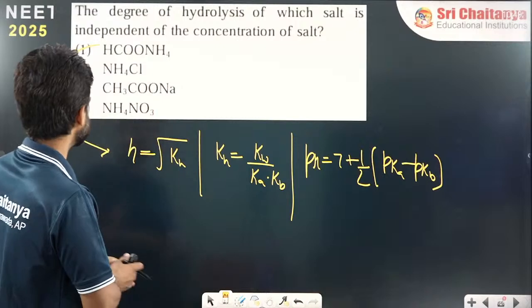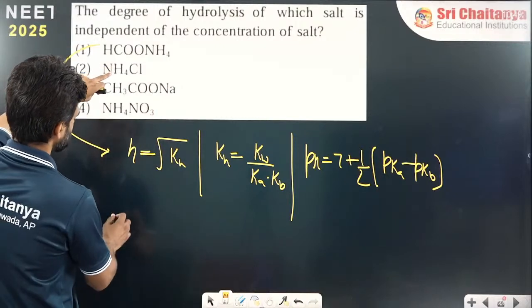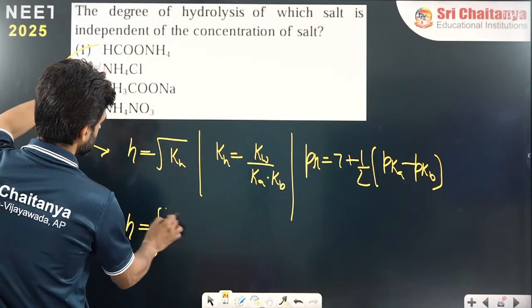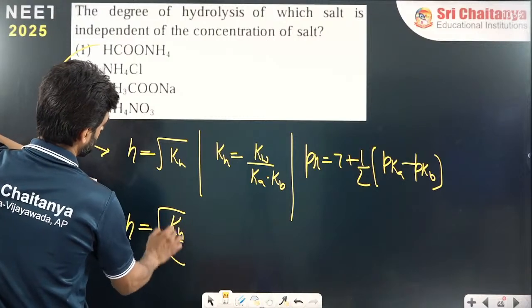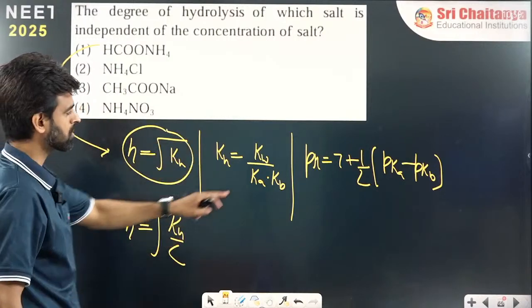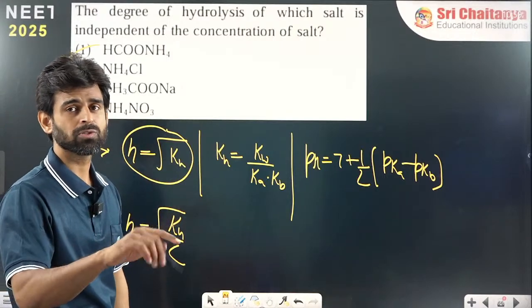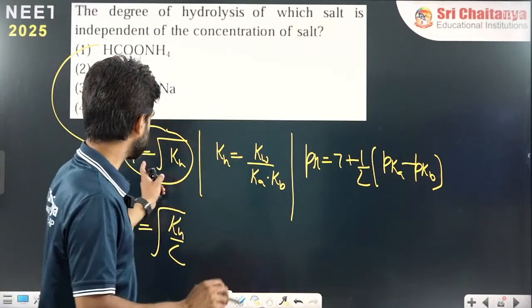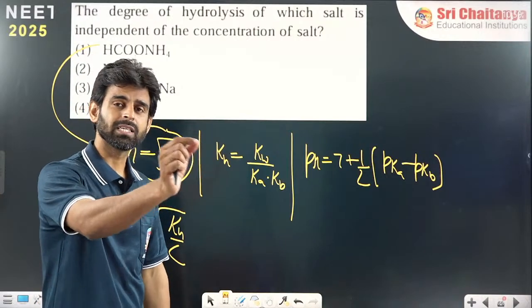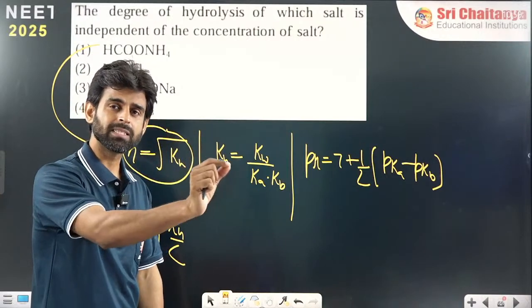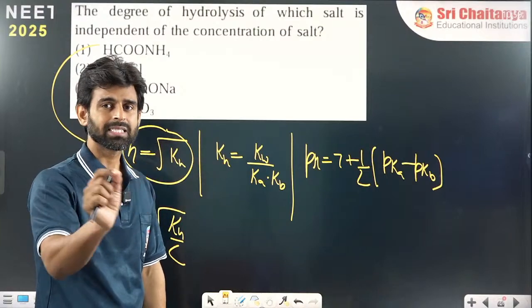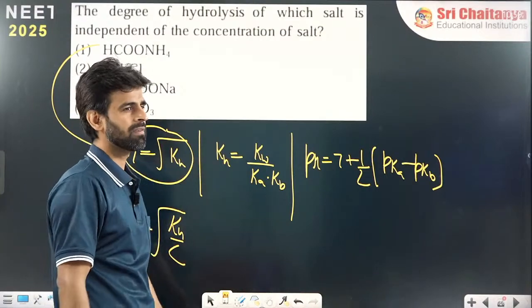In the remaining cases, like in this case, this will be h equals √(Kh/C), but in this case there is no C, in pH also, in h also, because both ions undergo salt hydrolysis. So what does Kh come to? Kh comes Ch into Ch divided by C minus Ch. So C and C cancel out. So C will not come.